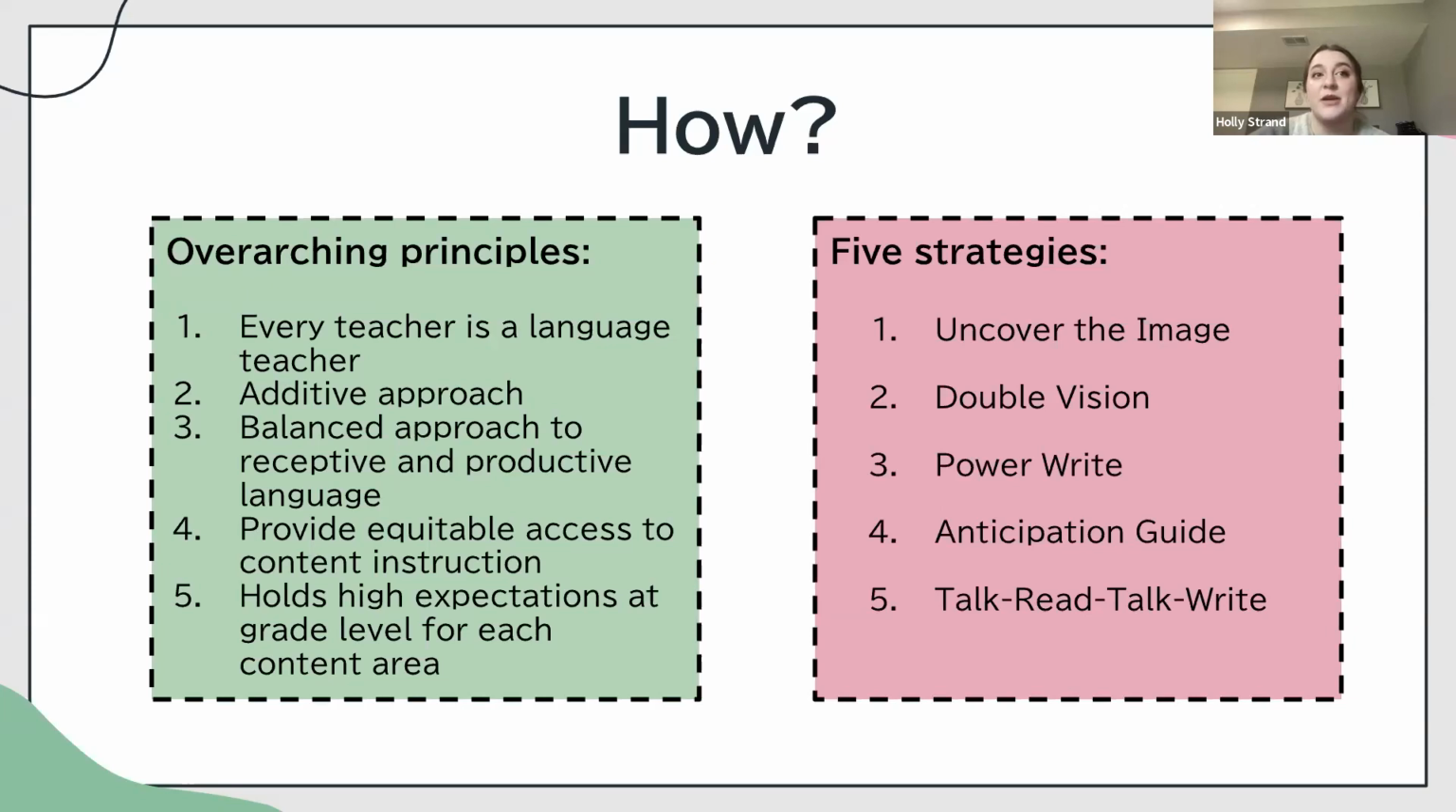We want to help the kids make relevant connections. We'll take a balanced approach to ensure there's development in all domains. And we're going to implement strategies to provide equitable support for students to access learning in core classrooms. And we want to have and hold high and appropriate expectations for students in both language and content classrooms. The 5 strategies we're going to talk about: uncover the image, double vision, power write, anticipation guides, and talk, read, talk, write will help you achieve these principles.